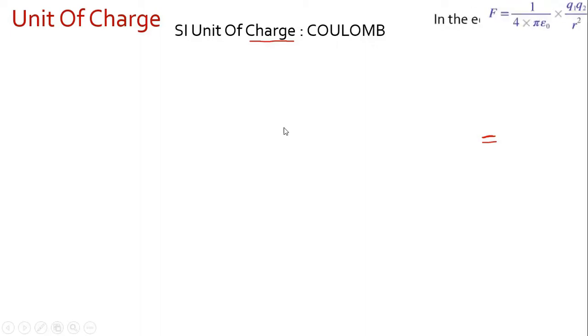Next, the topic is unit of charge. In the previous video, I have explained about the electric charges in detail. So there what we have learnt is that the unit of charge is Coulomb. Now in this video, we will define the Coulomb. What is 1 Coulomb of charge?